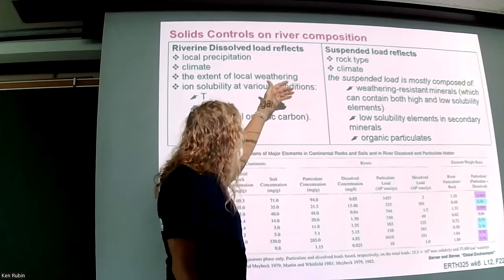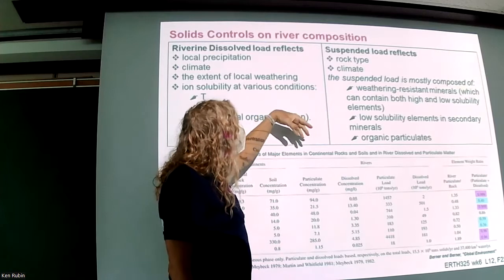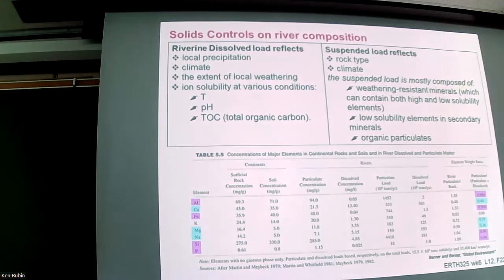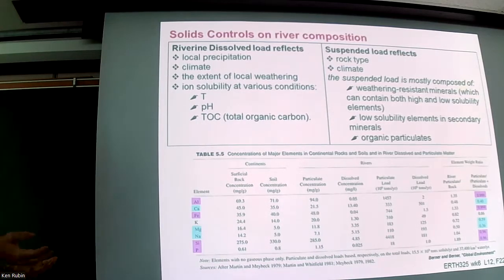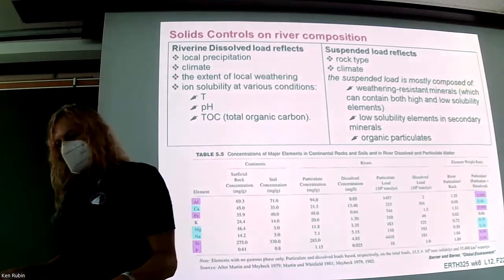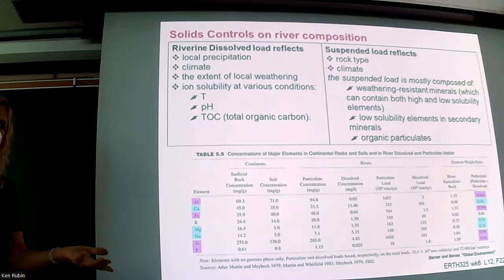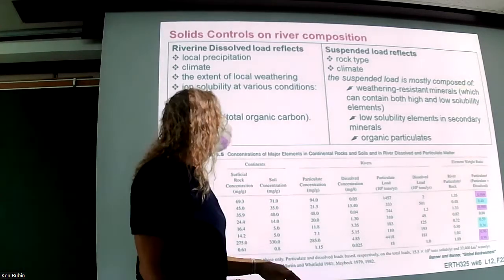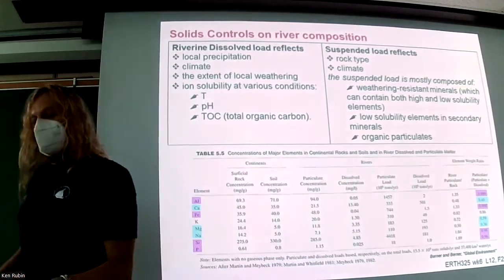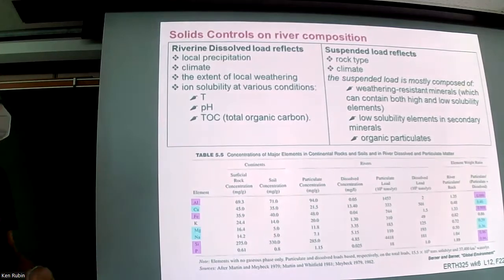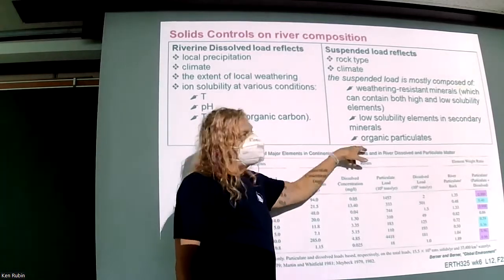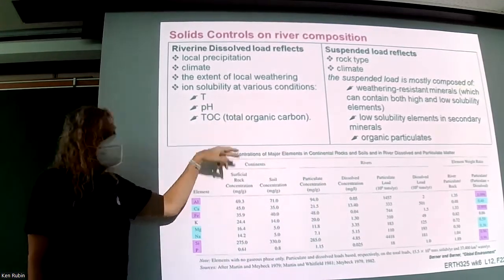Now, when we come over to suspended load, again, you can see some similarities here, the kind of rock, the climate. We can break down what is in the suspended load into all of the primary inorganic particles we find in the environment, meaning the weathering resistant minerals, ones that just don't break down in the soil column and stay around, things like quartz and titanium oxide, which is rutile. And then we have low solubility elements and secondary minerals. These are, for instance, clay minerals, so the aluminum and the silicon in there, the potassium to some extent. And then organic particulates, which again goes back to the total organic carbon.